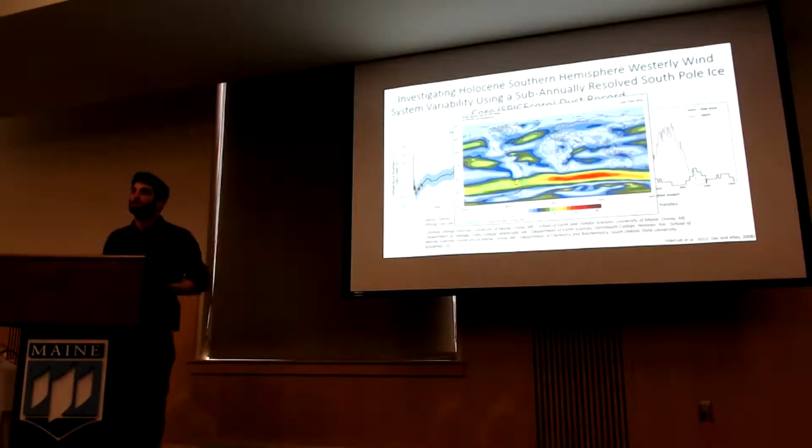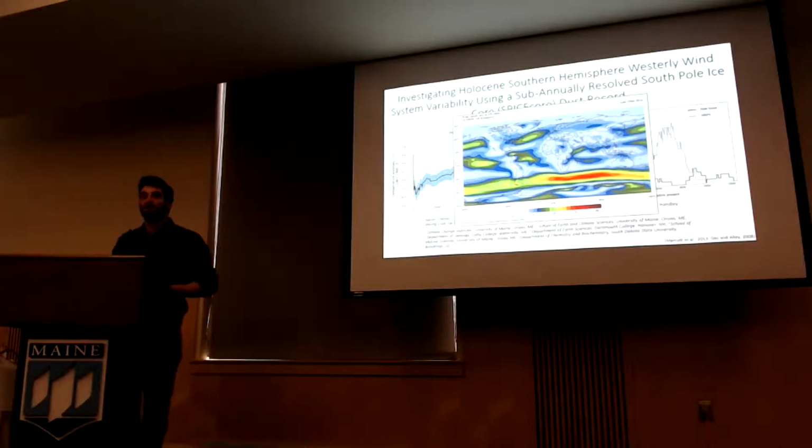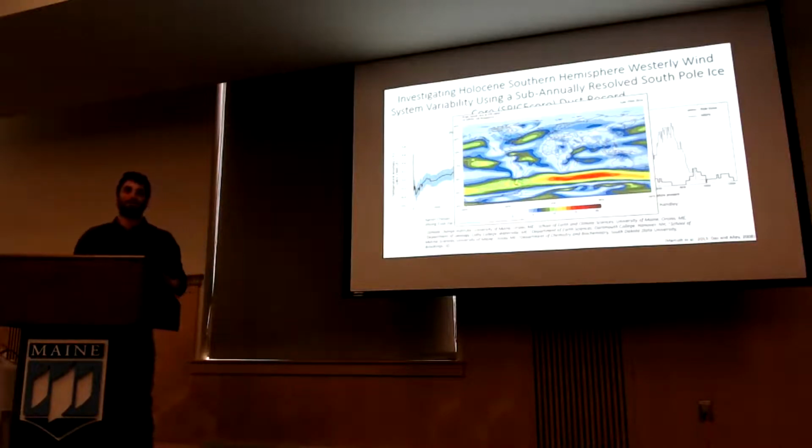Now, one proxy record that we can use to study the Southern Hemisphere is the Southern Hemisphere westerly winds. This is NCAR analysis data derived from the Climate Reanalyzer, and it's just showing wind speed in meters per second at 850 millibars in the atmosphere. And you can see on here that the Southern Hemisphere westerly winds, which is the wind current down here where all the colors are, is the strongest wind current on the planet.